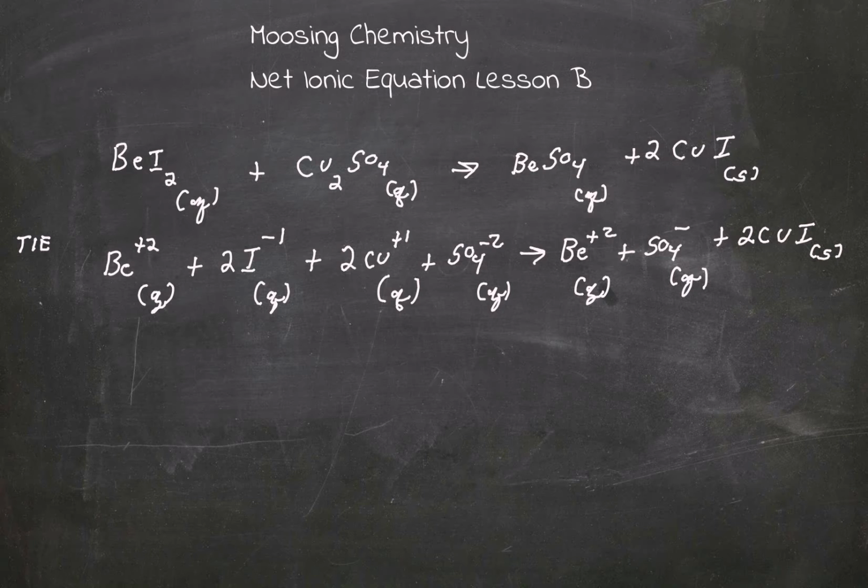So let's go ahead and change the color again on this. Does our beryllium change? It does not, so it's a spectator, so we're going to get rid of it. It means the same on both sides. Does our iodine change? Yes, it goes from aqueous to a solid, so it's not a spectator, so we're going to leave it alone. Does our copper change? Yes, it does. So it's not a spectator. We're going to leave it alone.